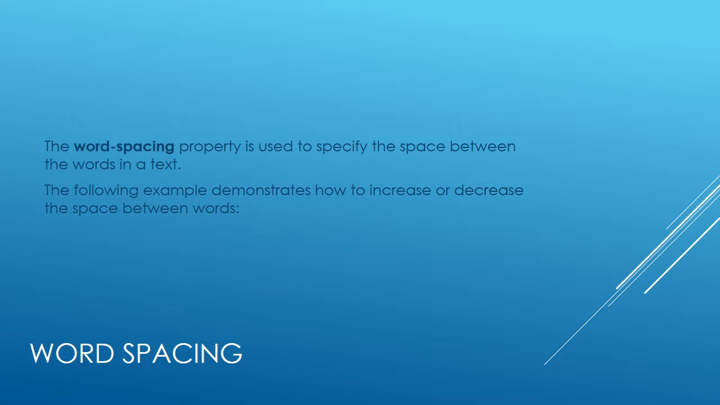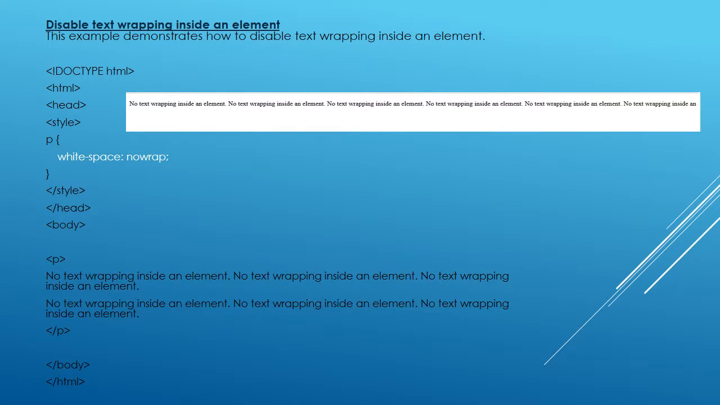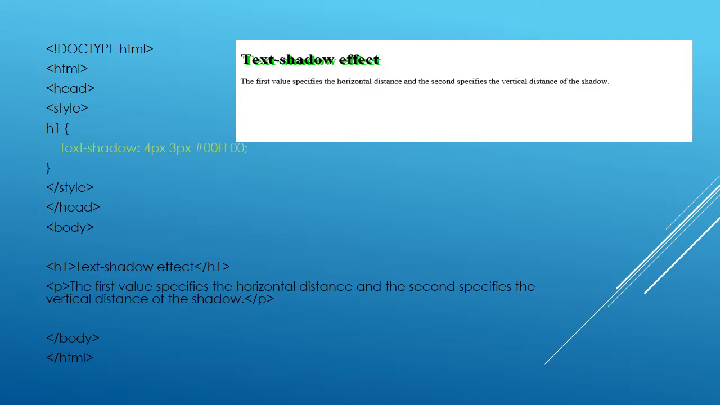The word-spacing property is used to specify the space between the words in a text. The following example demonstrates how to increase or decrease the space between words. An example of word-spacing property. Disable text wrapping inside an element. This example demonstrates how to disable text wrapping inside an element. Different examples of text wrapping. This is an example of text shadow effect.